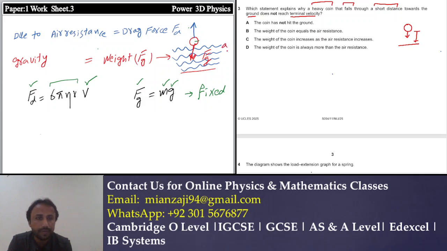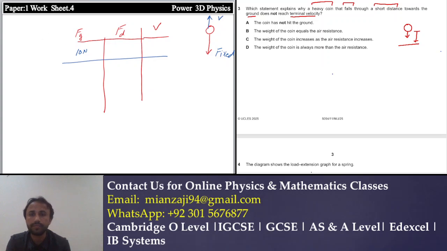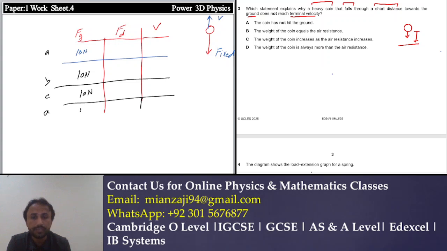Let's say this point is A, this is point B, this is C, and this is D. Point D is very close to the earth, or you can say at point D the coin touches the earth surface. I just draw this table for point A, point B, point C, and point D. This will remain fixed in the overall journey. There will be no change. As we have discussed, gravity or weight force is fixed.